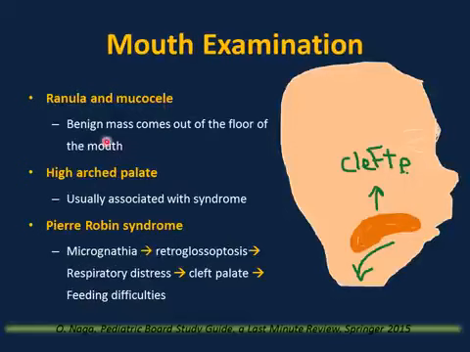Ranula and mucocele. It's a benign mass that comes out of the floor of the mouth because of retention of mucus, and resolves spontaneously in most cases. High arch palate is usually associated with a syndrome. Pierre-Robin syndrome or sequence. It's a sequence because of a very small mandible, micrognathia, and this will cause retroglossoptosis, and this will cause difficulty with breathing or respiratory distress, and can also be associated with cleft palate and feeding difficulties.